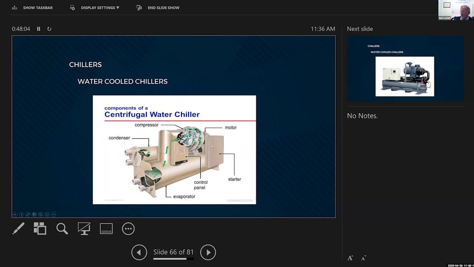Components of a centrifugal chiller, kind of a cutaway. You can see where the compressor takes in that gas, sends it to the condenser, where it condenses to a liquid, goes through a metering device into the evaporator bundle, where again it changes state back into a gas, and the process just repeats itself through the machine like that.